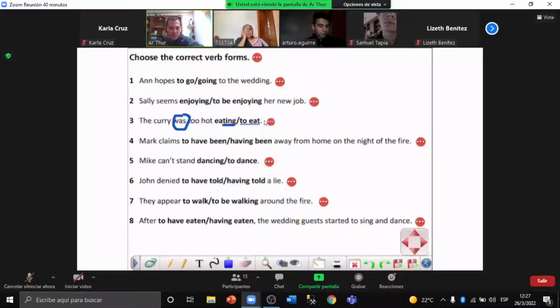Si solamente tuvieran, ojo, the curry was eating. El postre estaba comiendo o estuvo comiendo. ¿Realmente un postre se puede comer por sí mismo? Oh, no, no. So in this case, you use the full infinitive. ¿Ya capicharon la diferencia? Lo pueden manejar por contexto.